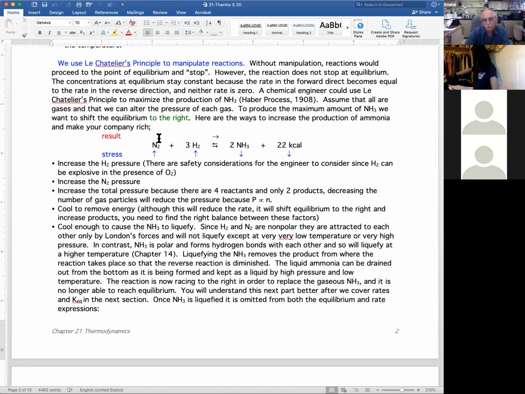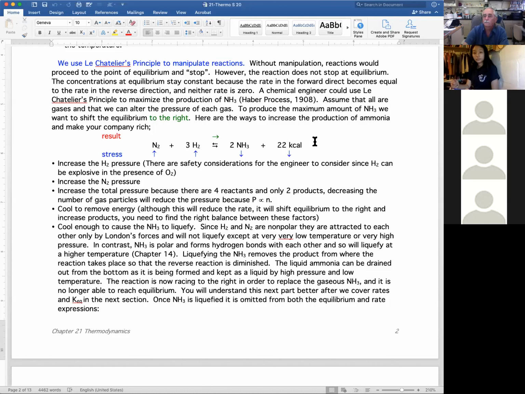What about nitrogen? Well, yes, you increase the pressure of nitrogen too, wouldn't you? So now you've done everything that there is to do with this. But notice, as I'm pushing the reaction this way, what's happening to the temperature? The temperature starts to go up. In a high temperature, you're activating the reverse reaction, so you don't want to do that.